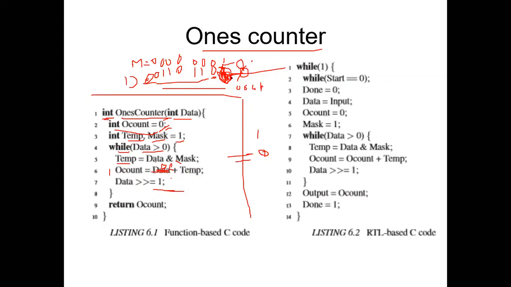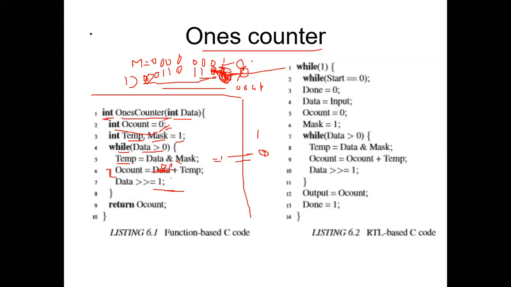Again shifting the data means the last bit will be lost, and one more 0 will be added at the MSB. Now the LSB is 1. Doing the AND operation, the mask LSB is 1 and the data LSB is also 1. 1 AND 1 gives 1, so the temp value is 1. Next we add that temp value to the output count. That is 1 plus 1, and we get 2 as the output count.